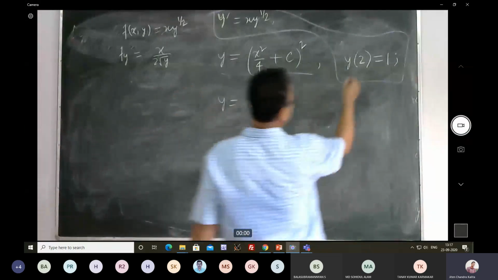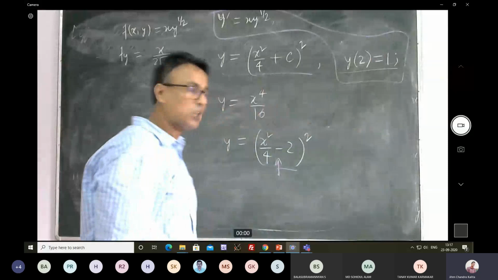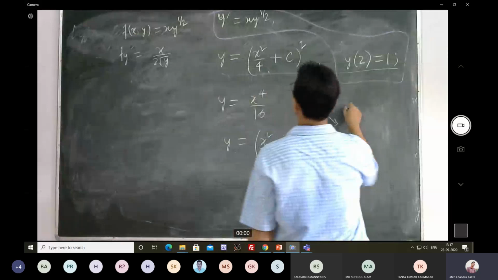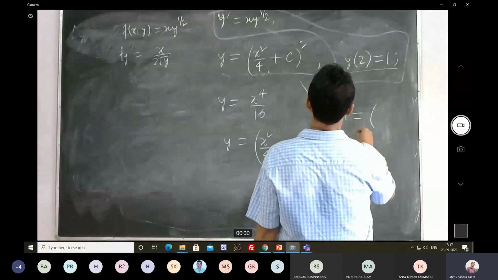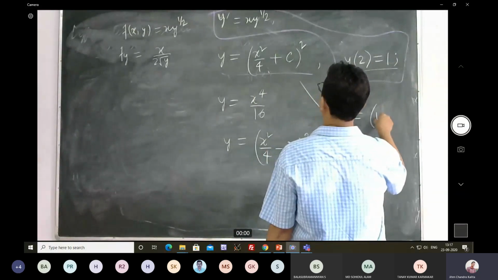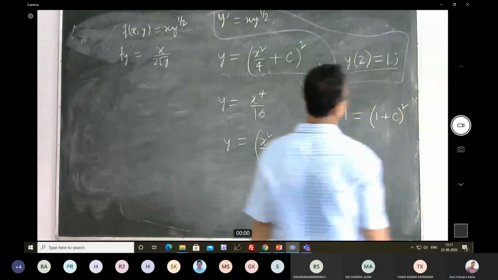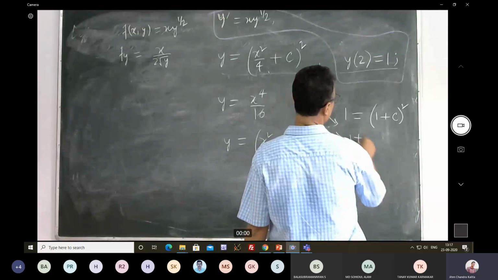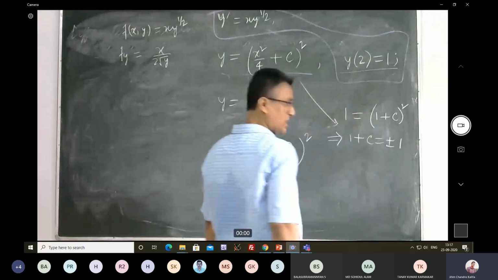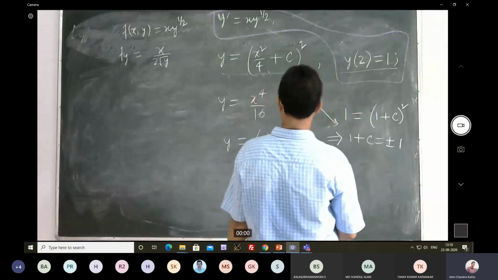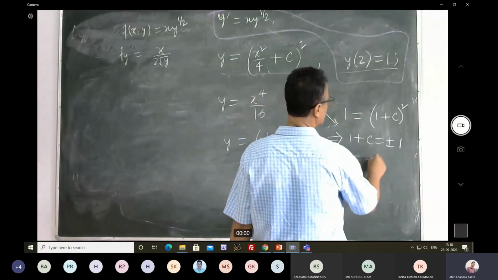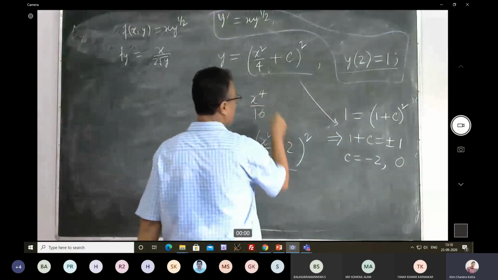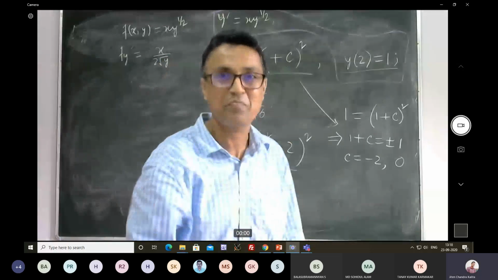Now, suppose I'm plugging in this initial condition here. Then that is going to give me y equal to 1 plus c. So this should have given me 1 plus c equal to plus minus 1. And from there, I have got c equal to minus 2 and c equal to 0. And that would have given me these two solutions. Now you can interrupt me.